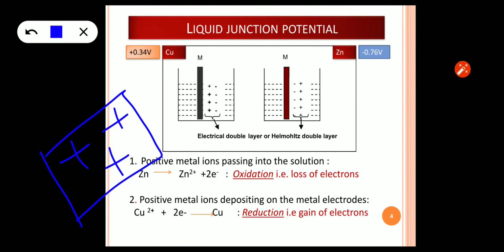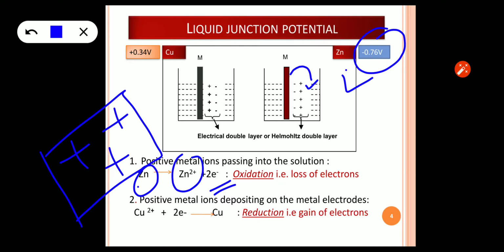Let us take zinc as an example. Since zinc has a negative reduction potential, remember, when zinc is dipped in ZnSO4 solution, it easily undergoes oxidation. Zinc loses electrons and Zn2+ ions from the metal enter into the solution, leaving behind the electrons on the metal. What will be the charge on the metal?